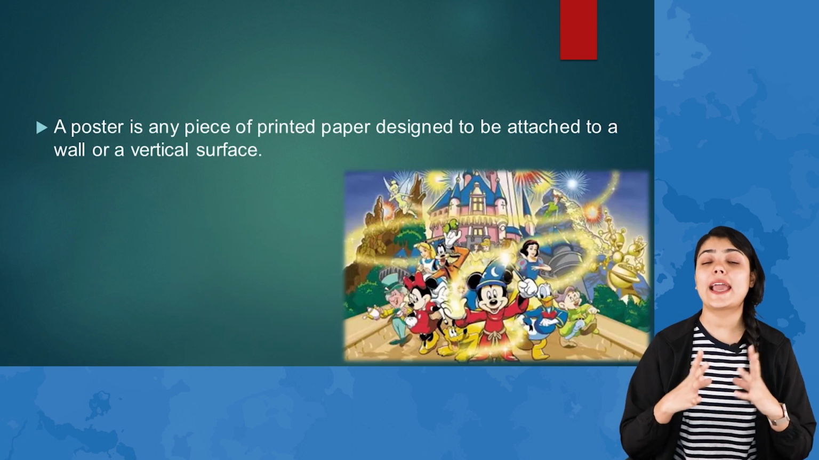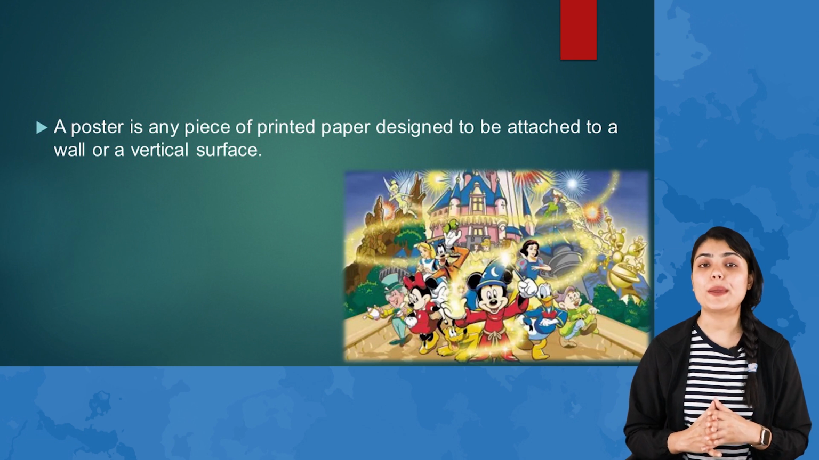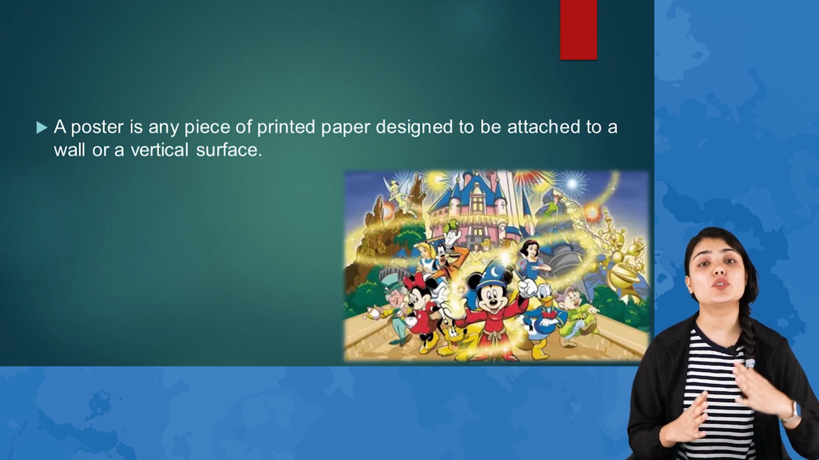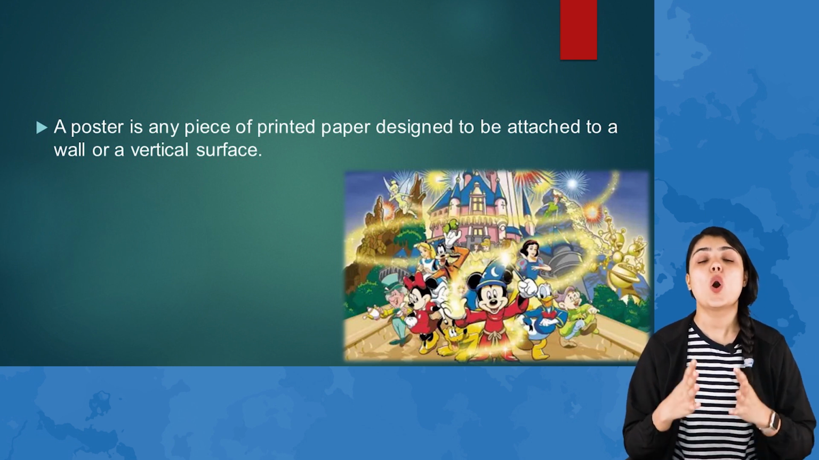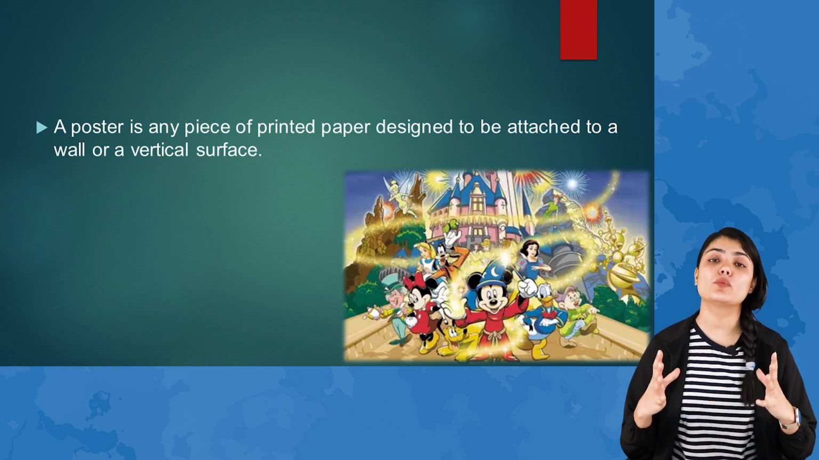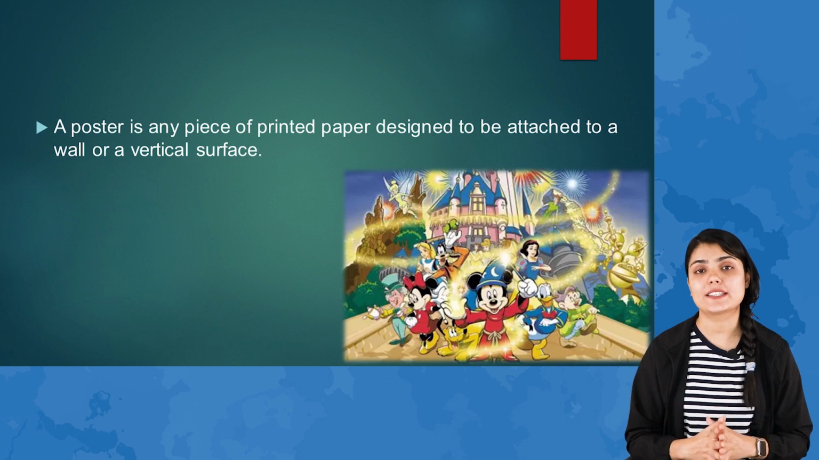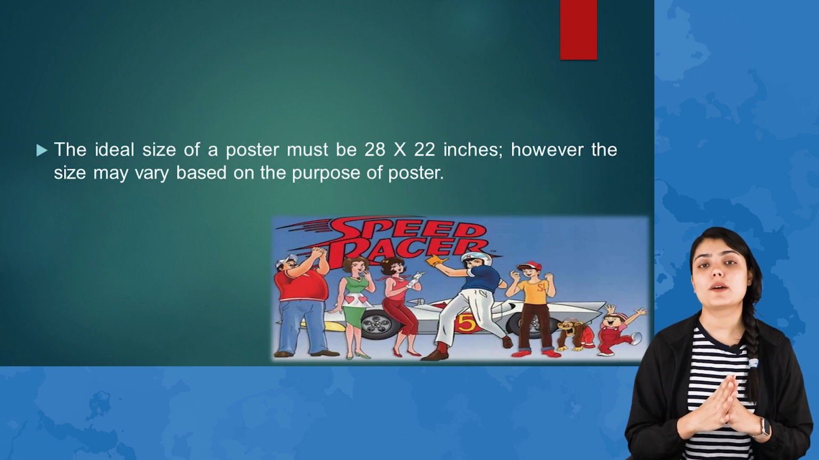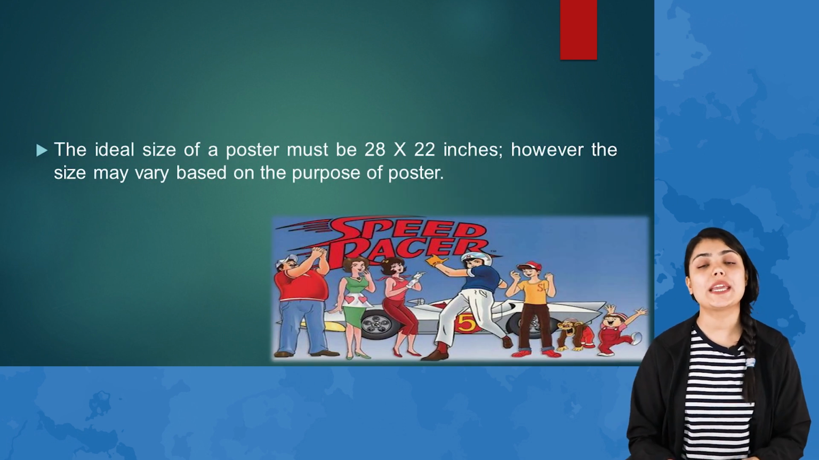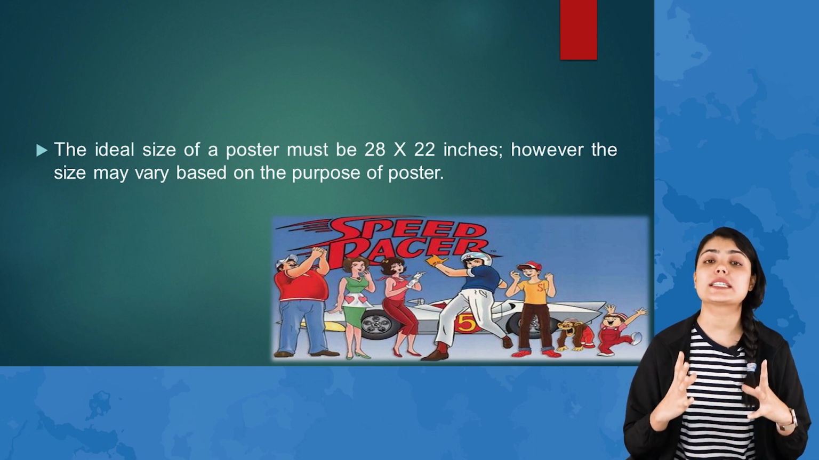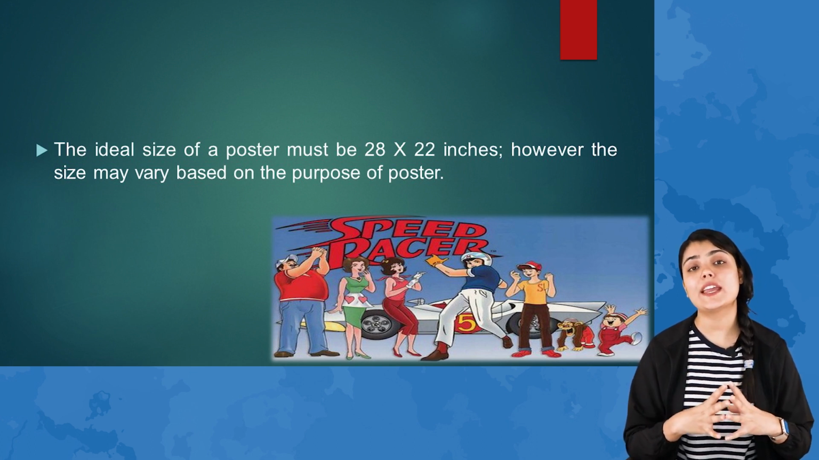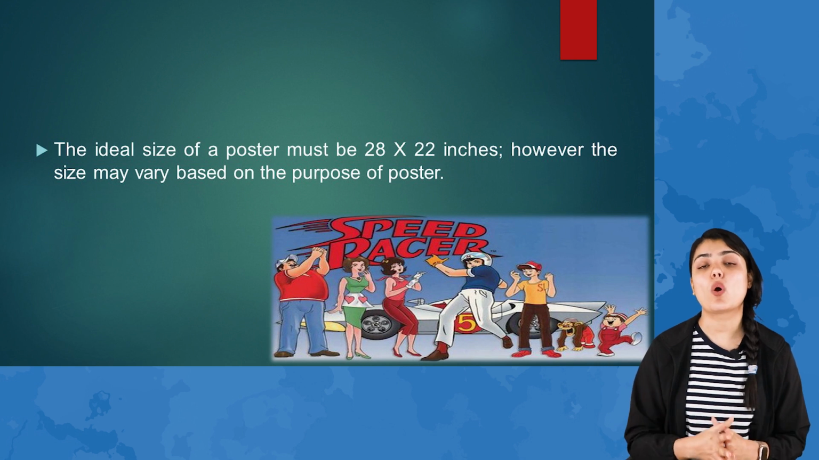A poster can be any piece of paper which is designed to be fixed on the wall or a vertical surface, and which consists of various pictures and other visual aids. The ideal size of the poster must be 22 into 28 inches. However, the size of the poster may vary according to the purpose of the poster.